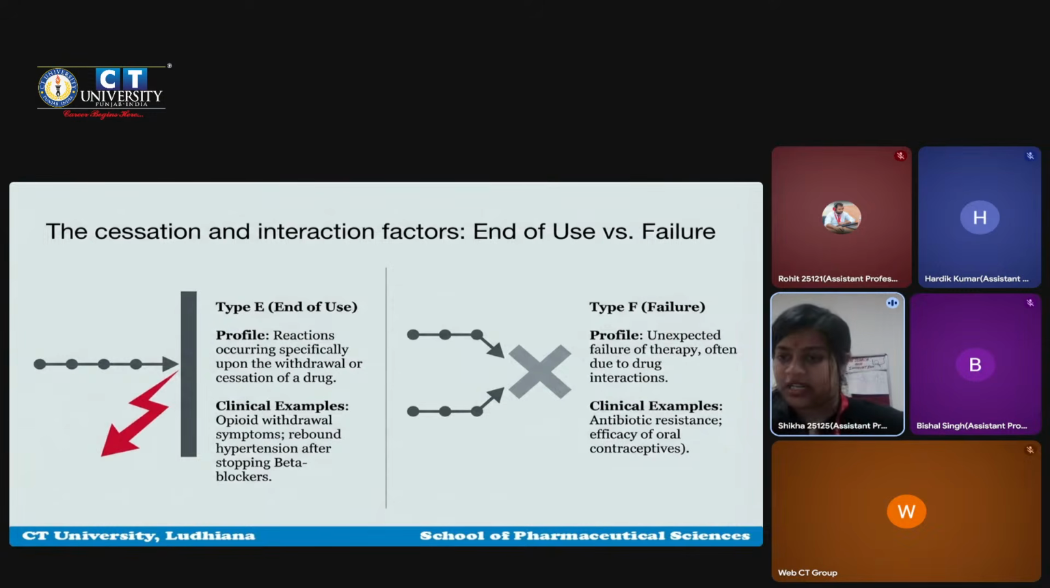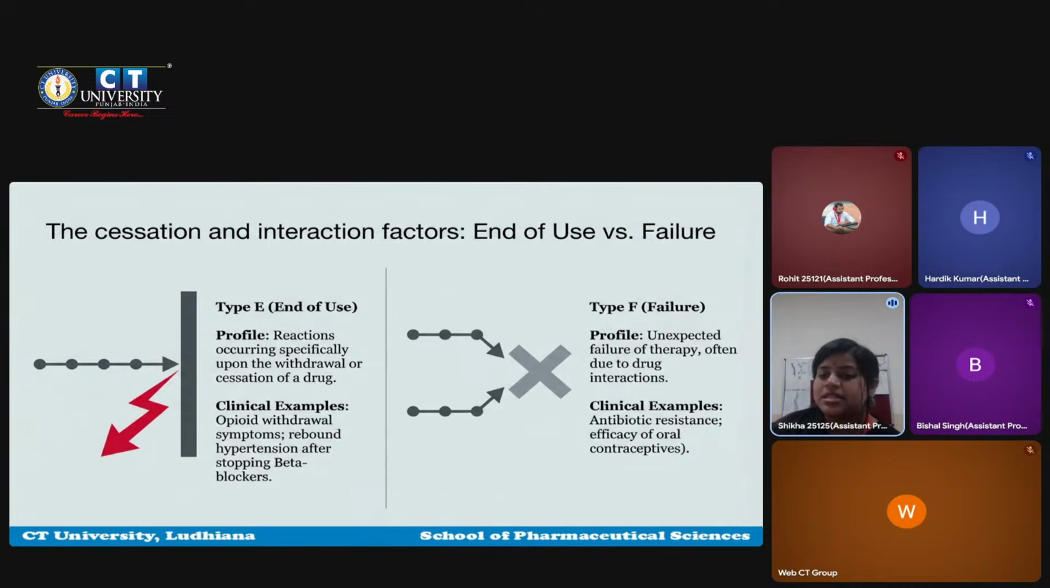So here it is failure. Type F is failure. It is unexpected failure of the therapy. It could be due to drug interaction, as I told you earlier also. If we are using polytherapy, a number of medications for the treatment, there is also a chance the treatment can fail. The specific drugs interact with each other and form another effect that could cause the failure of the treatment.